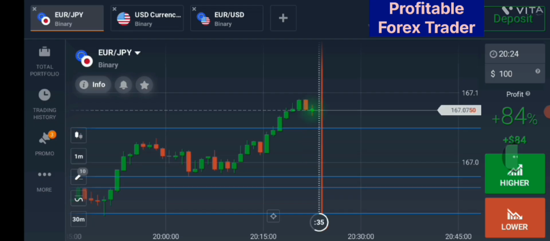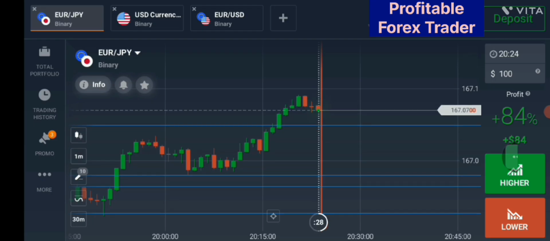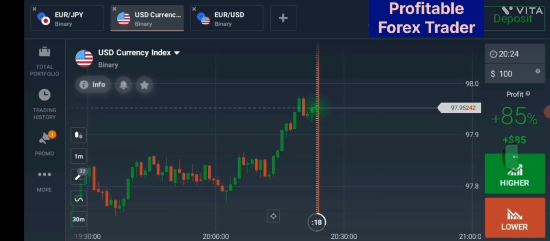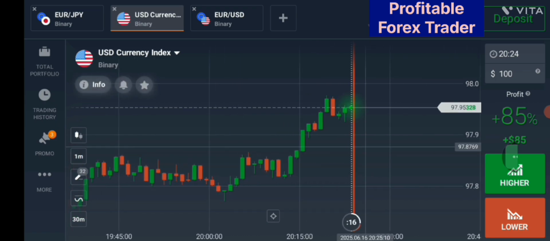Okay, I have to wait a little bit. Okay, this is indecision here. The price might go up because of the indecision of the sellers here. However, let me check US currency. Okay, this time you don't rush to place any trade.